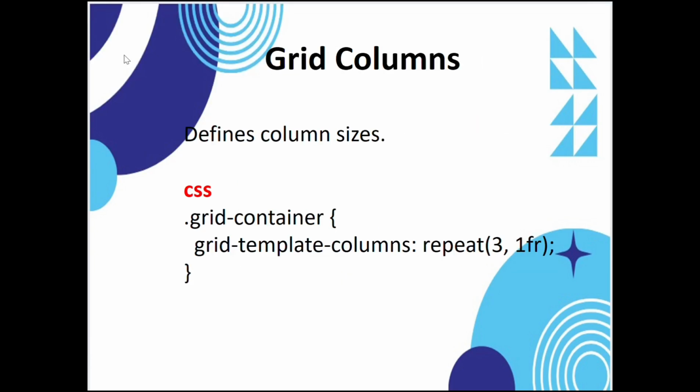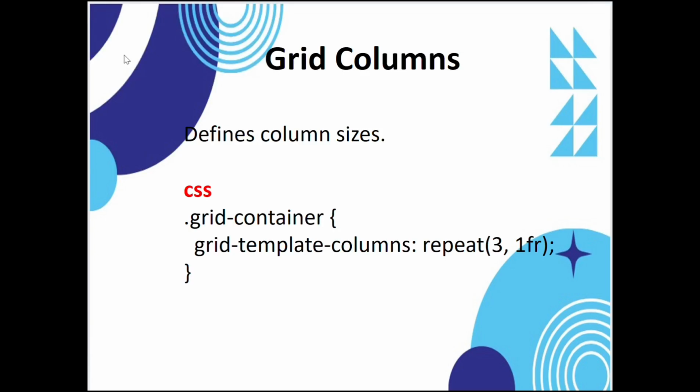Now moving to grid columns. You can create equal width columns easily using the repeat function. For example, repeat(3, 1fr) makes 3 equal-sized columns, clean and readable.